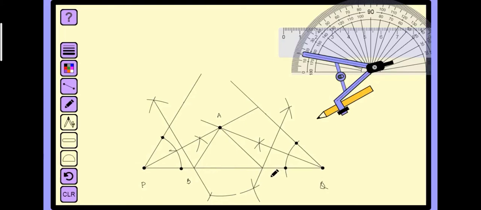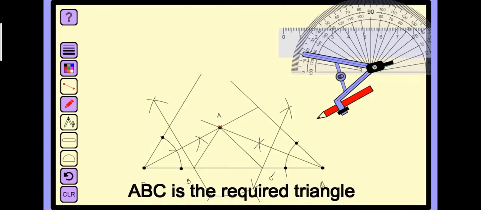After drawing the perpendicular bisector, you have to join. This is your triangle ABC.